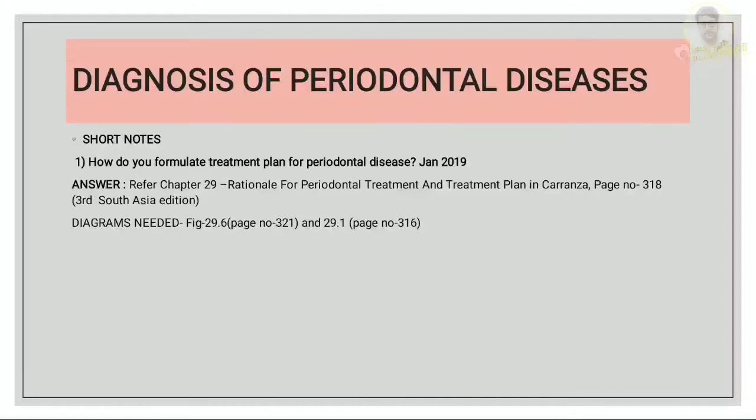Coming to diagnosis of periodontal diseases. So the first question is how do you formulate the treatment plan for periodontal disease? So for the answer for this question, you can find in chapter 29, rationale for periodontal treatment and treatment plan in Carranza. And even if you don't explain anything, please draw the diagrams. These two diagrams, that is figure 29.1 and 29.6 from chapter 29, that diagram itself is enough for this question.